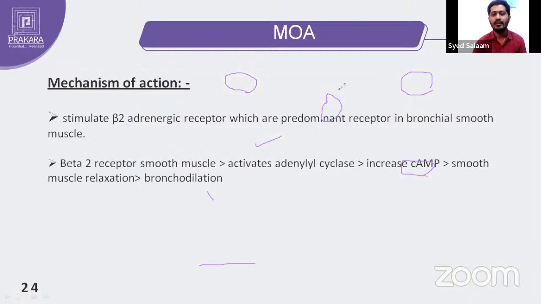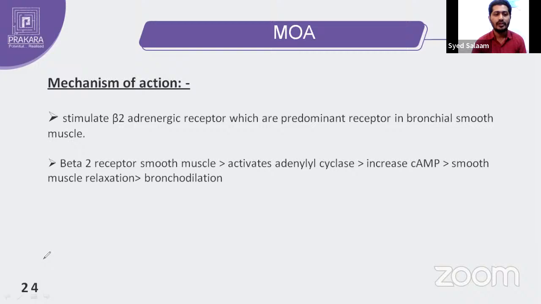If we go towards the mechanism of action of salbutamol, this is a beta-2 adrenergic receptor stimulant. It is the predominant receptor in bronchial smooth muscles, so it will help in bronchodilation and muscle relaxation. So we can guess it can be used for the treatment of asthma, because the beta-2 receptor is associated with smooth muscle. It will activate adenylyl cyclase, increase cyclic AMP, and smooth muscle relaxation will occur, and then we'll have bronchodilation.